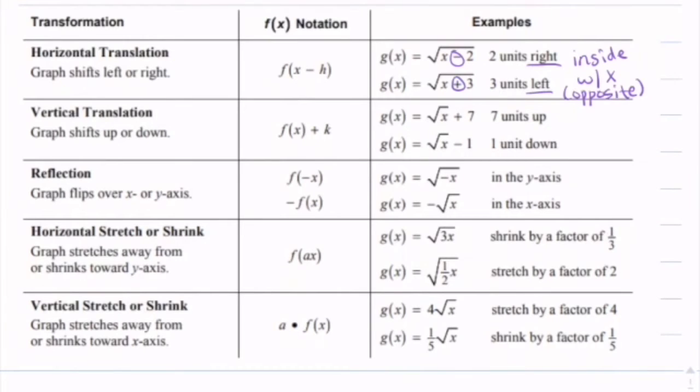All right, vertical translations are outside. Notice that these are outside. They're not under the radical. Positive moves up, and negative moves down.